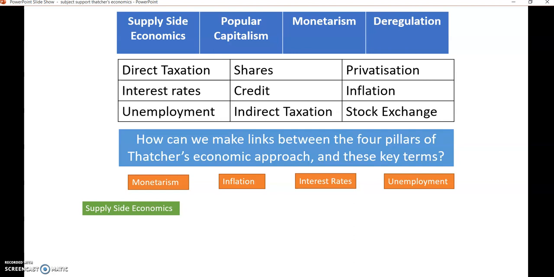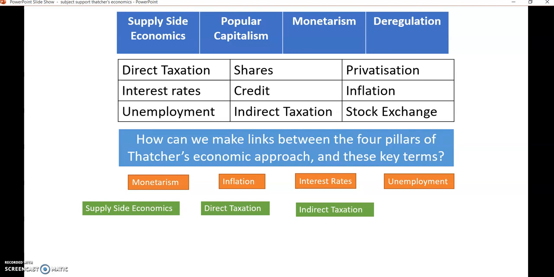The second aspect of Margaret Thatcher's economic policy was supply side economics. So this is the change in emphasis that's happening in the mid-1980s. So this is about creating demand and controlling supply. And the first way that Margaret Thatcher does this is she alters the taxation brackets. So she cuts the top rate of income tax to try and stimulate supply and demand.